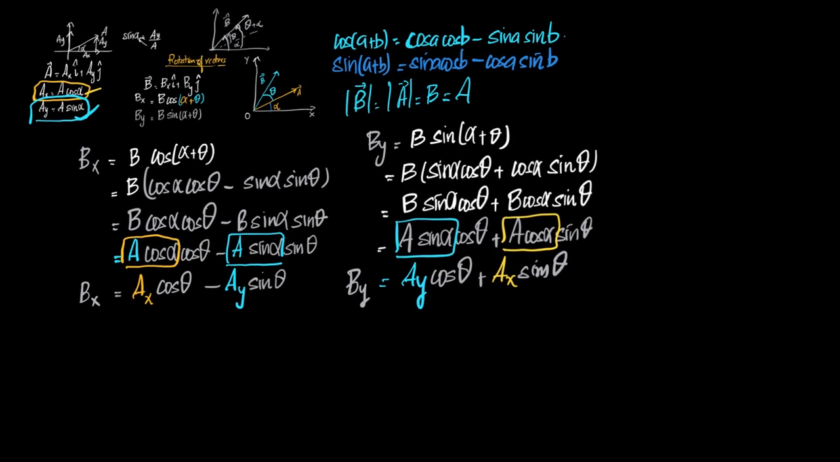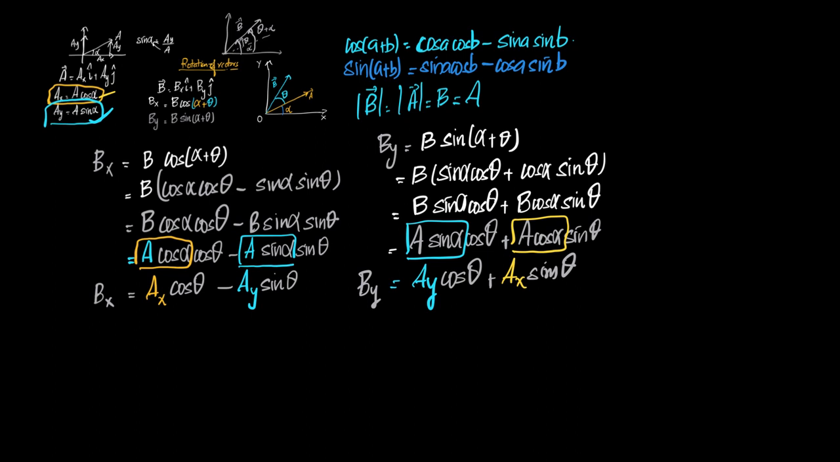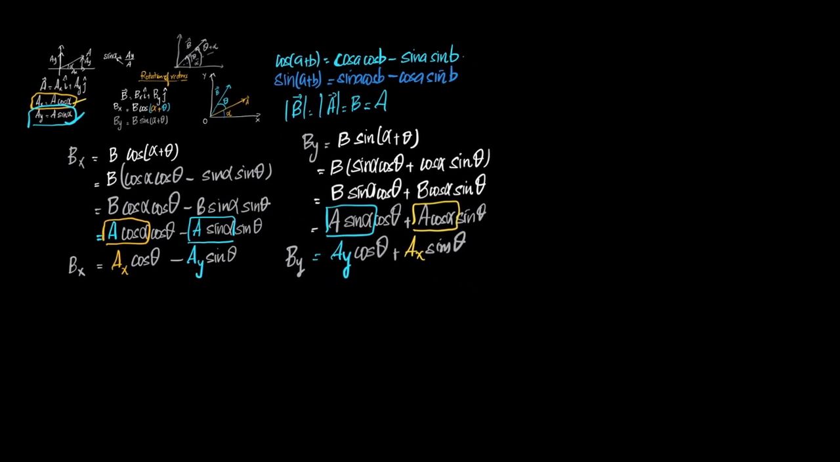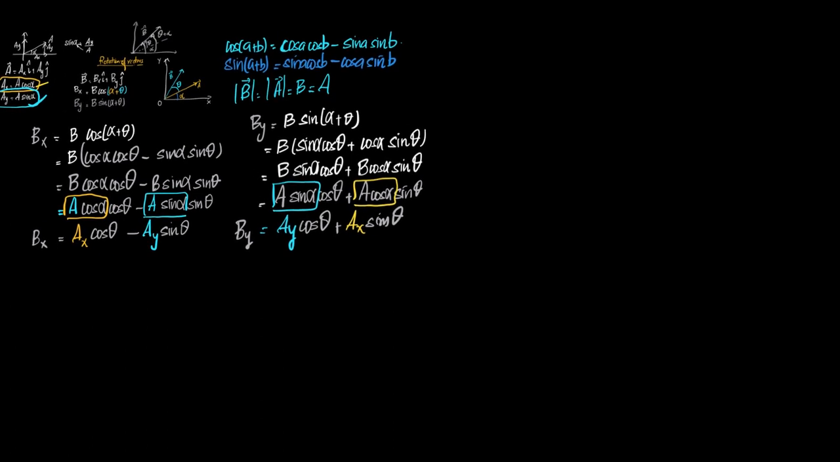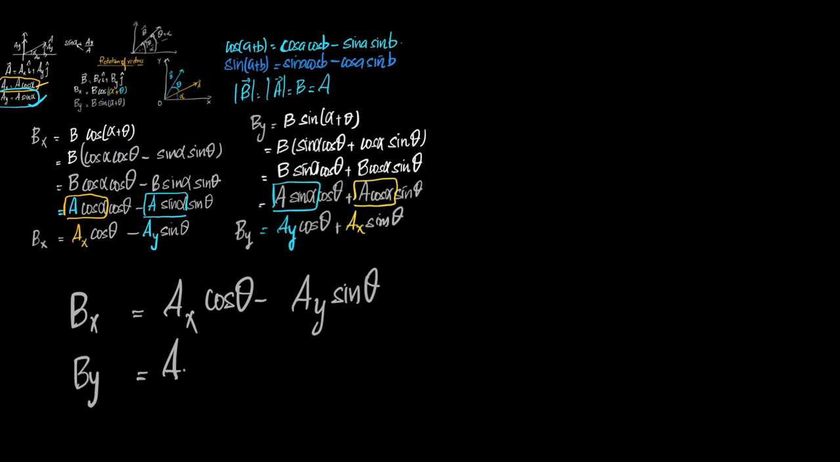And to understand these two equations separately, I think I should write them down once again. So let us write these two equations here. You got bx is equal to ax cos theta minus ay sin theta, and similarly by is equal to ay cos theta plus ax sin theta.